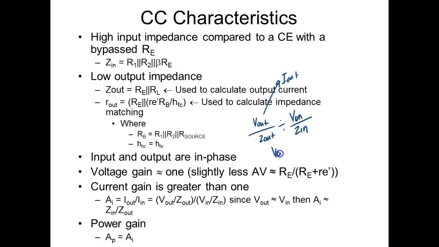So that's going to be V out over Z out times Z in over V in. Of course, we're going to put that together. These two are going to cancel each other out. Why? Because they're about the same, right? So that means we can calculate current gain on this guy by using what? Z in over Z out.